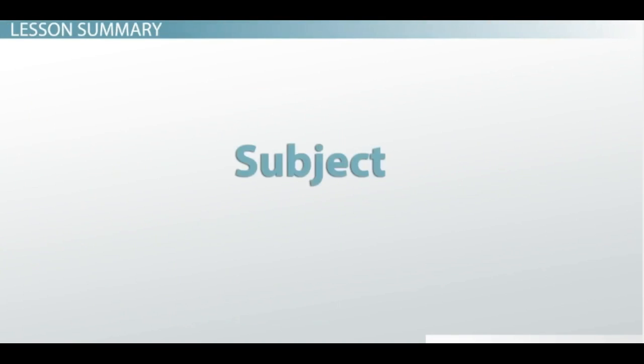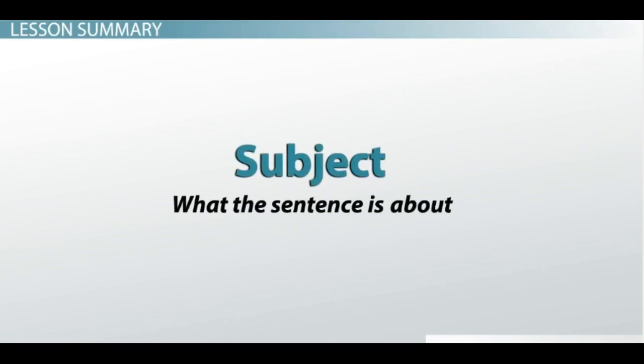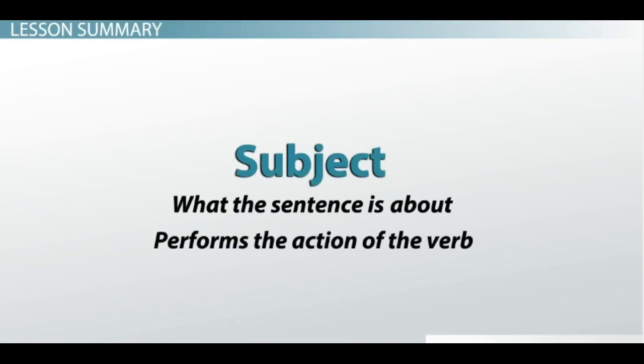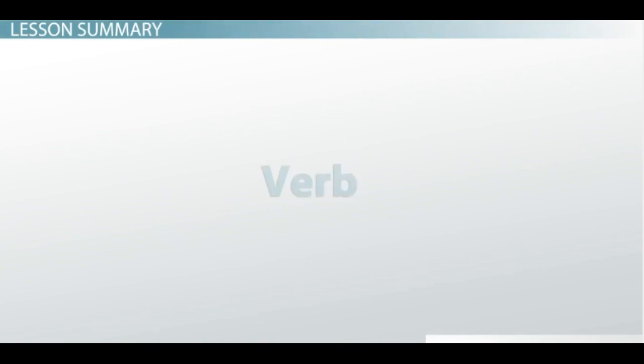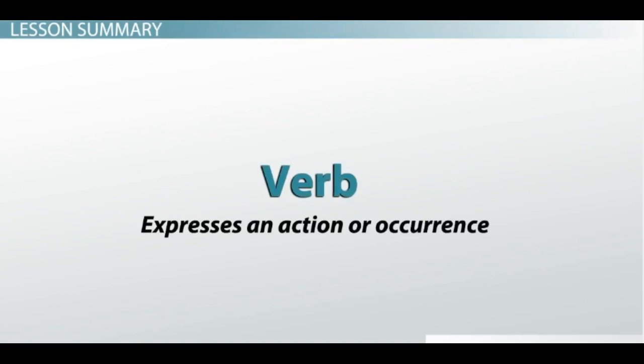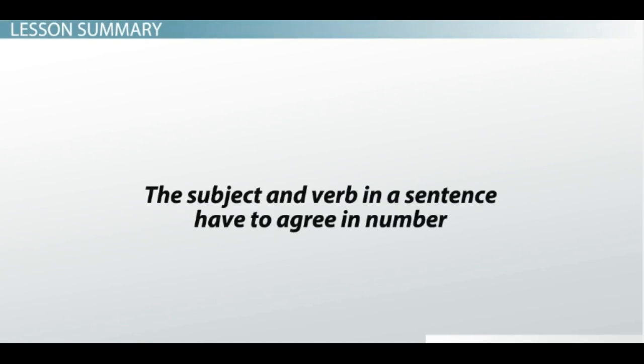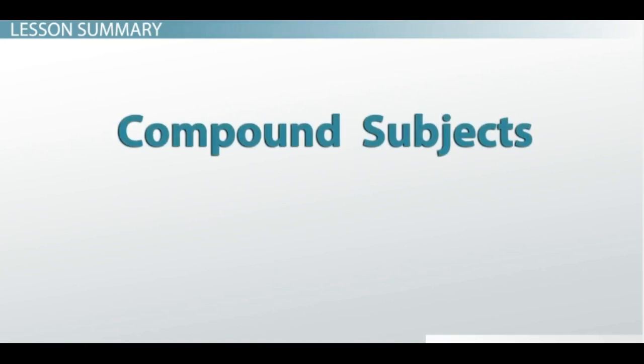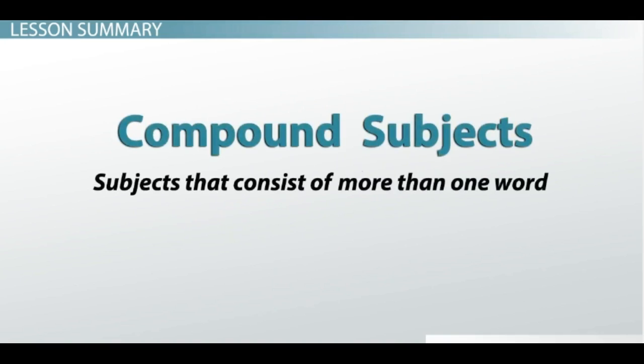Remember that the subject of a sentence is what the sentence is about. It usually, though not always, performs the action of the verb. A verb is a word that expresses an action or occurrence. The key rule is the subject and verb in a sentence have to agree in number. There are a few key situations to pay attention to when working to connect the dots so that your subjects and verbs always agree. First, some sentences have compound subjects, which are subjects that consist of more than one word.